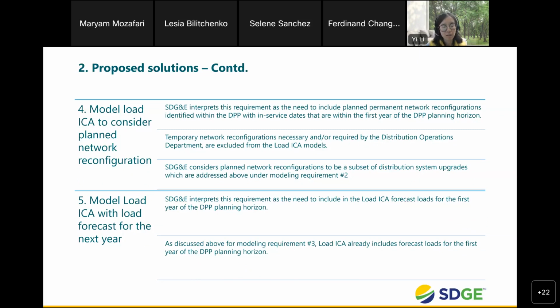And last but not least, the number 5 modeling enhancement is asking to model the Load ICA with load forecast for the next year.